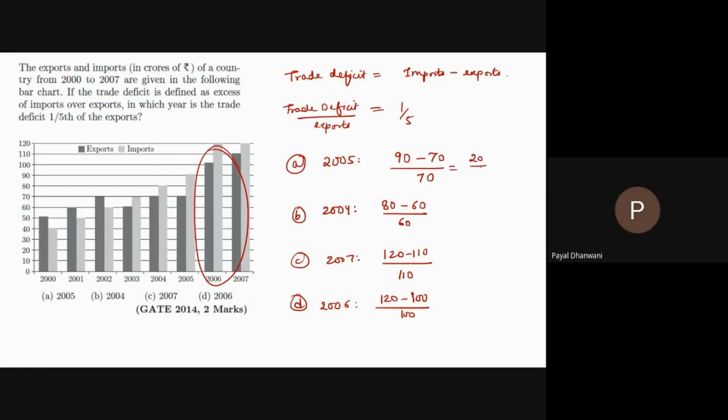It will become 10 by 1 by 7, 10 by 70. This becomes 10 by 110. This becomes 20 by 100. If you solve it up, you will get the answer. This becomes 2 by 7. This becomes 1 by 7, 1 by 11, and 1 by 5. You got the answer. Answer is D.